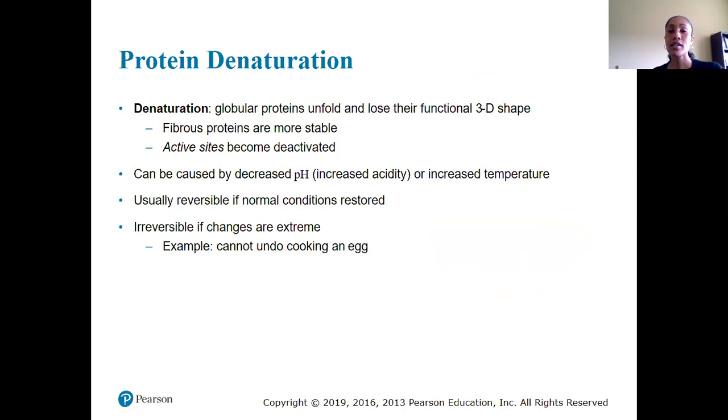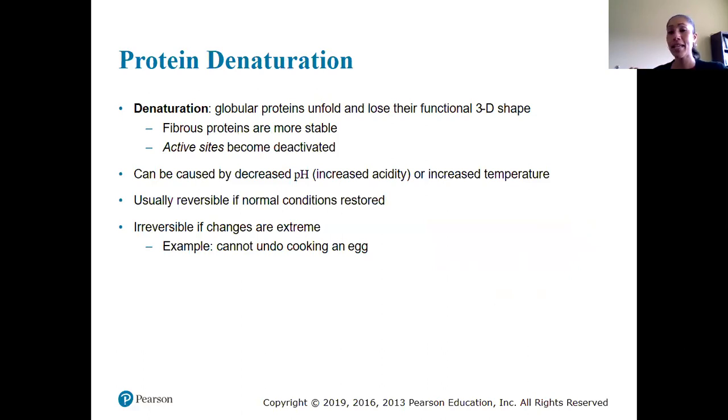So protein denaturation. If a globular protein is put into certain conditions, it will unfold and what we call denature. And in other words, it will lose its 3D shape. So it will lose that quaternary or that third level shape and denature or unfold to either the secondary or primary level of a protein. Some environments that can cause a protein to denature will be a decrease in a pH.